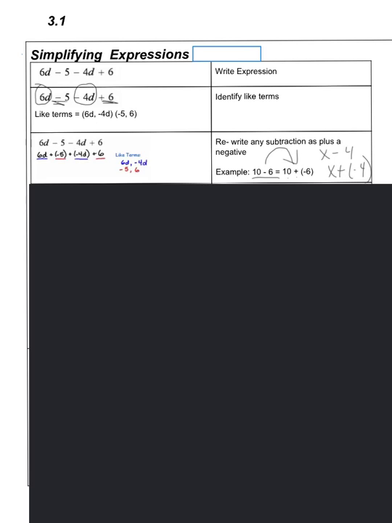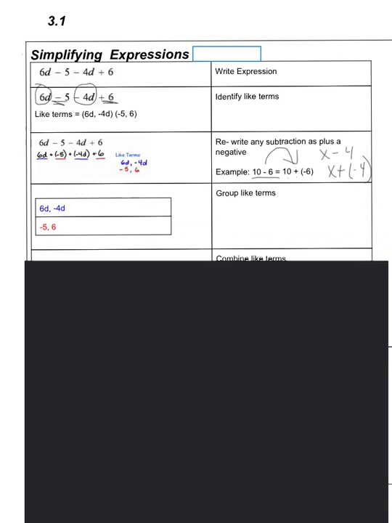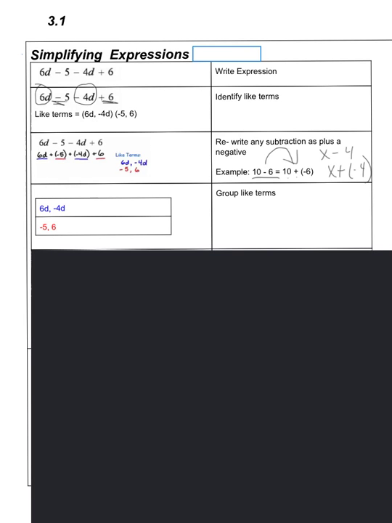So you can see in my example problem right here, I have my minus 5 and I wrote that as plus negative 5. And I also had a minus 4d and wrote that as plus negative 4d. Okay? So now that you've rewritten all of your subtraction operations as plus a negative instead, you can move on to the next step. The next step is we need to group all like terms.